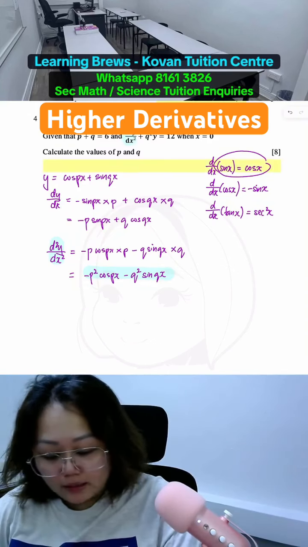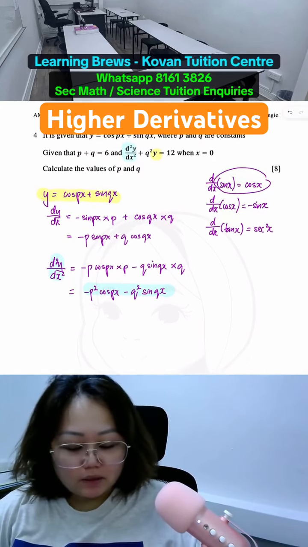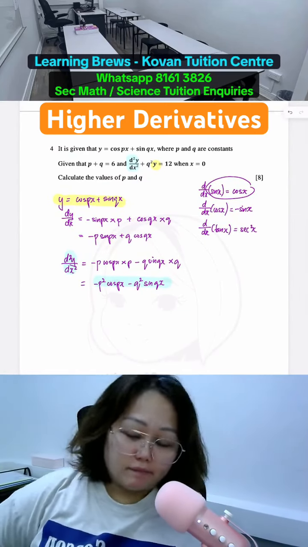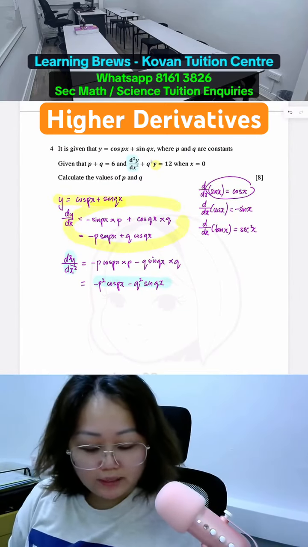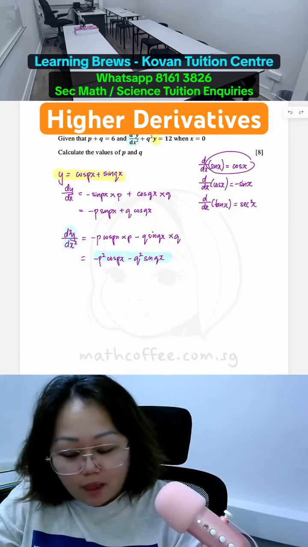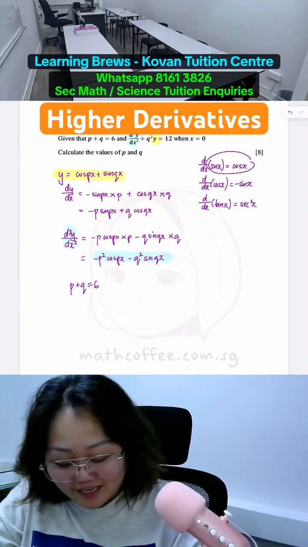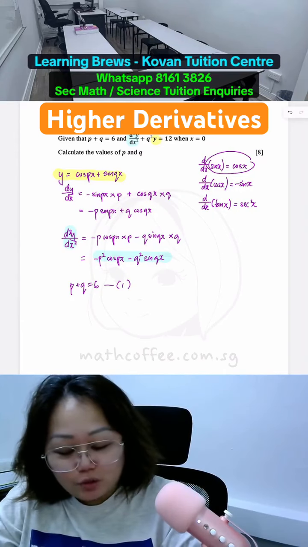The y is referring to this. What else? Any more? They never use dy over dx. The dy over dx was only for me to do my d squared y over dx squared. Okay, so now given that p plus q is 6, this is my equation 1. So my equation 2 is this one, right?